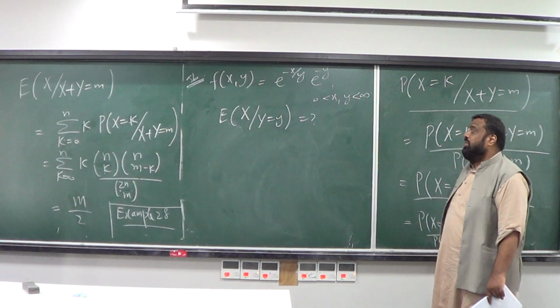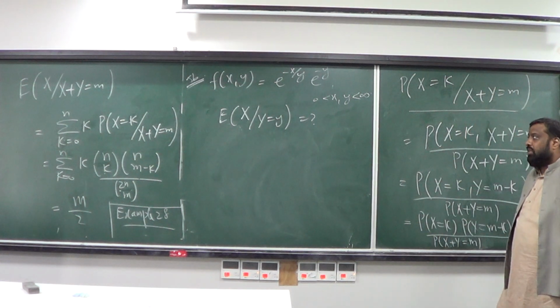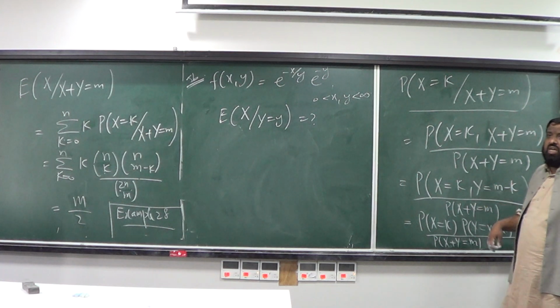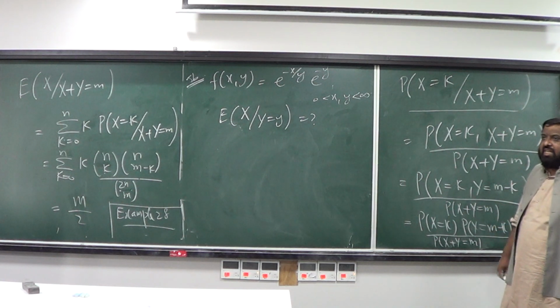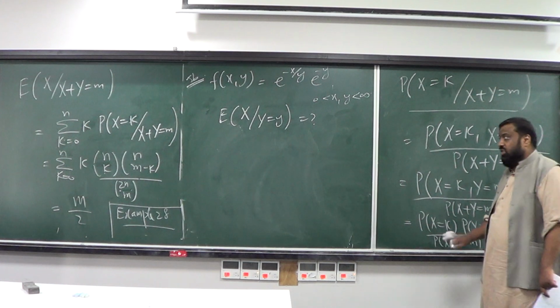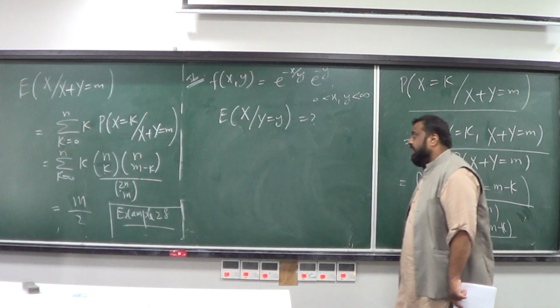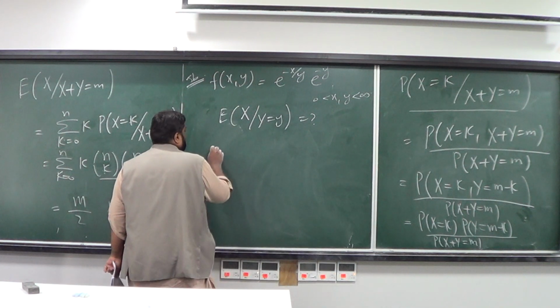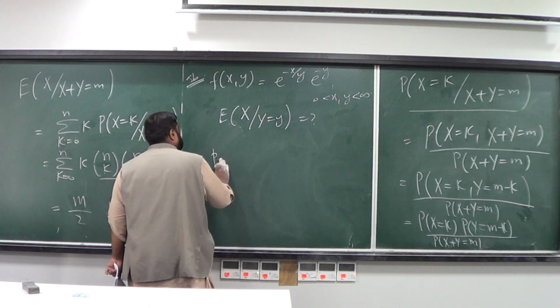In order to compute this expectation, by the way, unlike the previous example, we don't know whether x and y are independent or not. So x and y are not necessarily independent. So first of all, what would be the PDF? It's better to settle first the PDF.